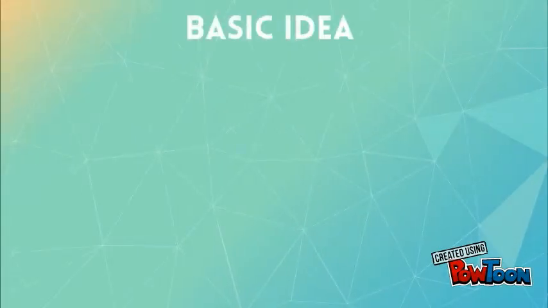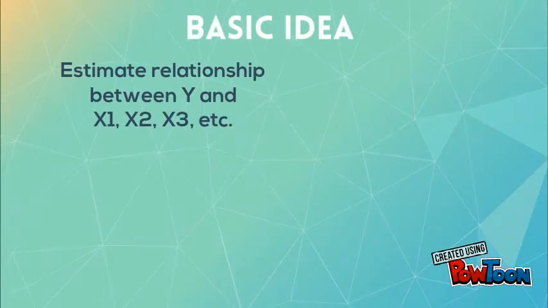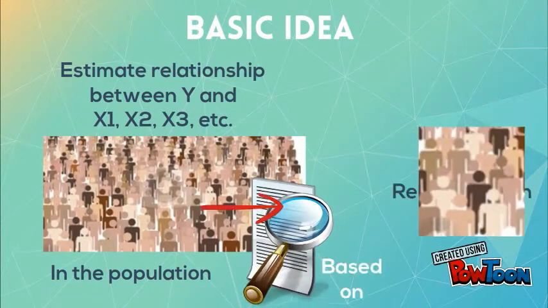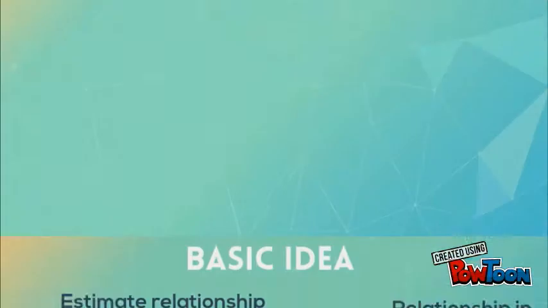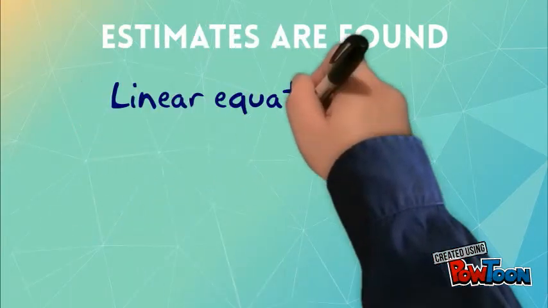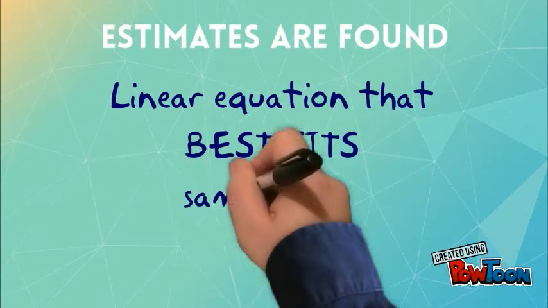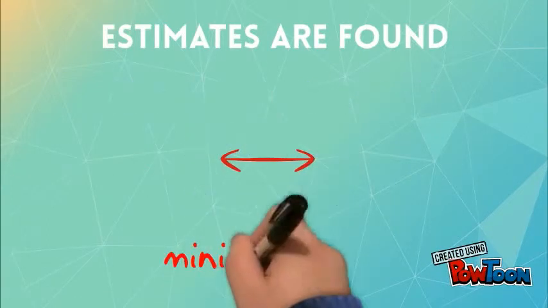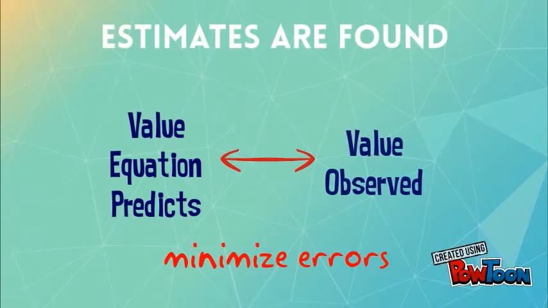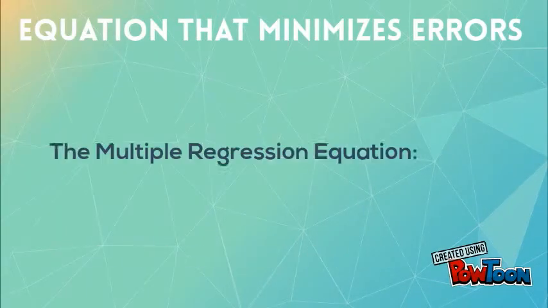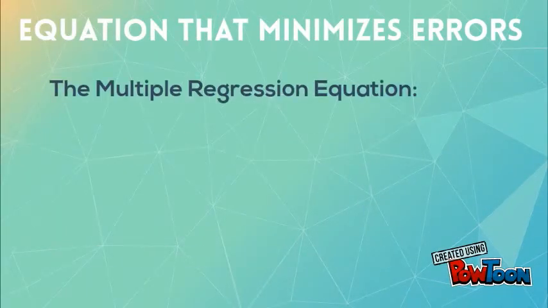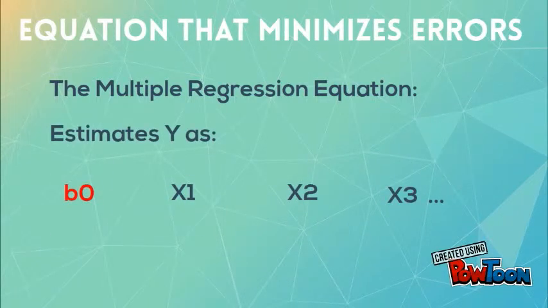The basic idea of multiple regression is to estimate the relationship between y and all of the x's in the population based on the relationship in the sample. The estimates are found by identifying the linear equation that best fits the observed sample data, that is, that minimizes the error or difference between what the equation predicts and what was observed in the sample. The equation that minimizes errors is the multiple regression equation. The estimates of the coefficients of x1, x2, x3, etc. are called b1, b2, b3, etc.